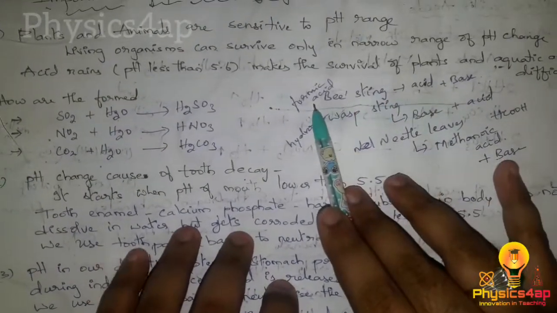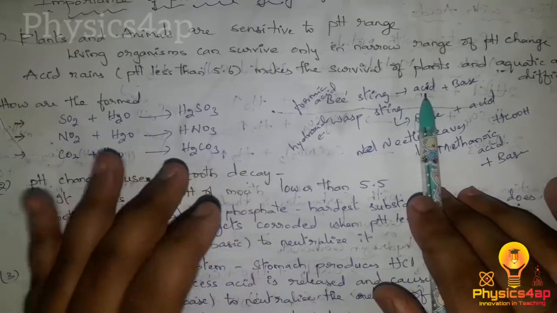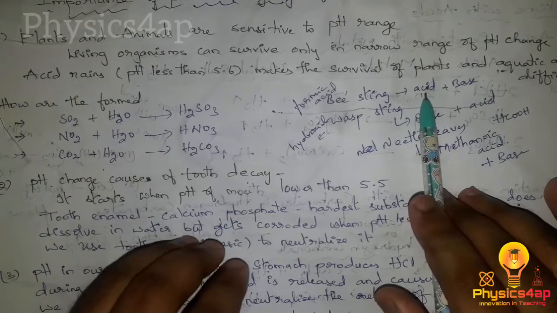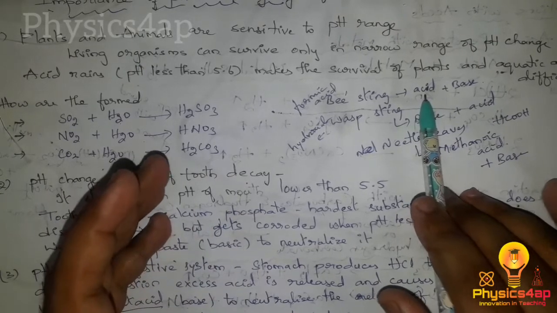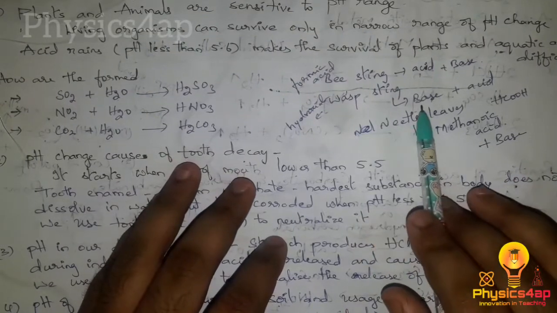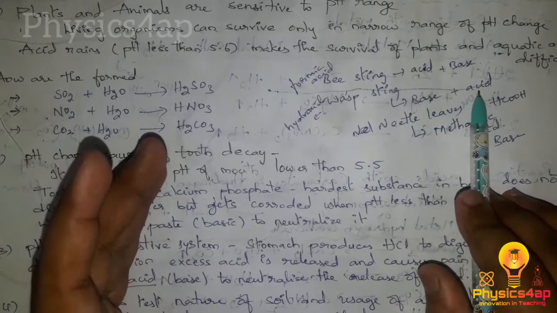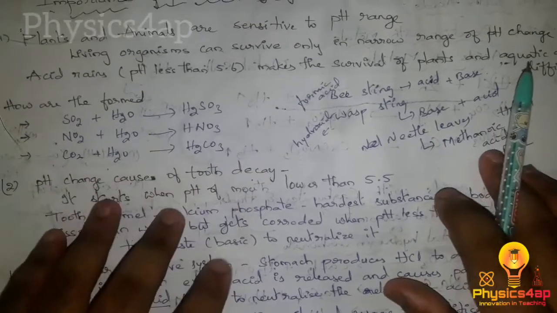A bee sting contains formic acid, so whenever a bee stings, an acid is released at the place where it stings. To neutralize the pain we use a base. As well as a wasp sting: as it is basic in nature, a strong base, to neutralize it we use an acid. The acid which we use is a weak acid, not a strong acid here.